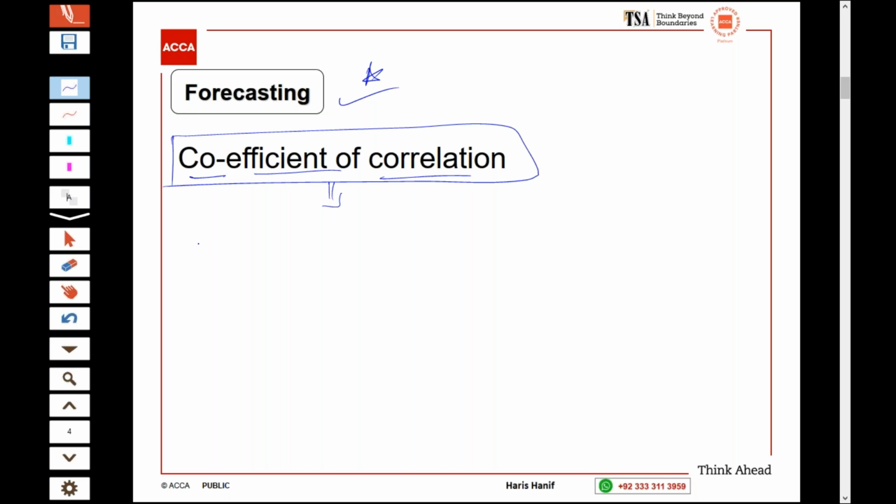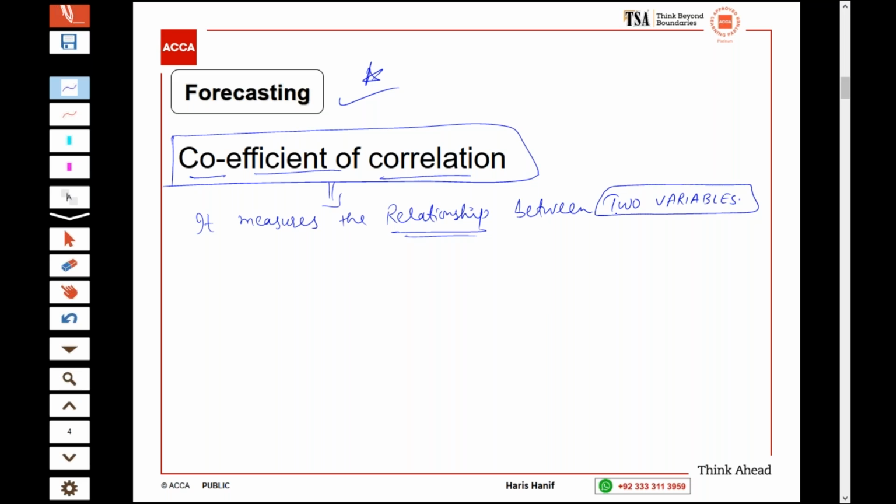Coefficient of correlation basically measures the relationship between two variables. One variable is x and one is y.